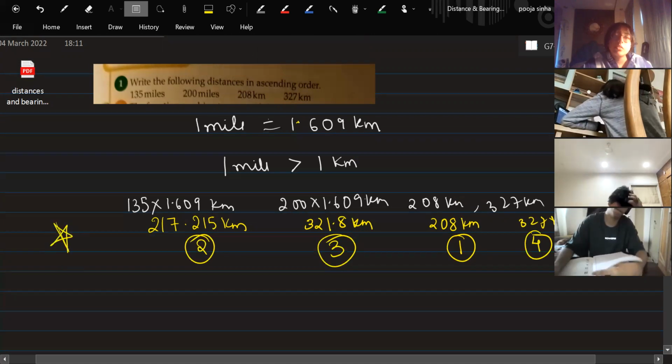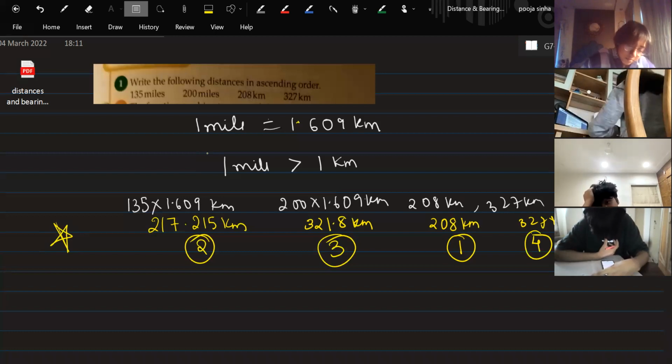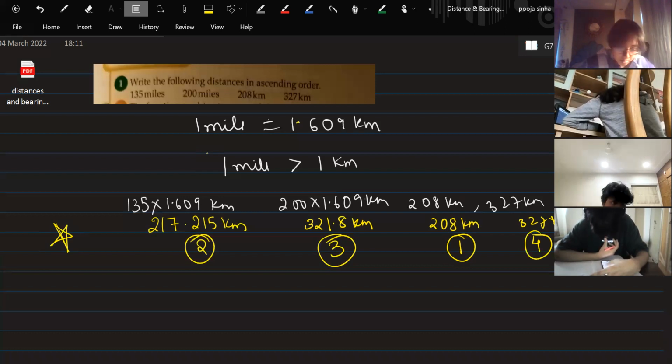Superb. Good job, Ayan. Good answer. And Tanishka, so now this part is clear. We can't compare kilometers and miles. We need to convert them, right? That part is clear to us. Absolutely clear. Okay, I move to the next one.